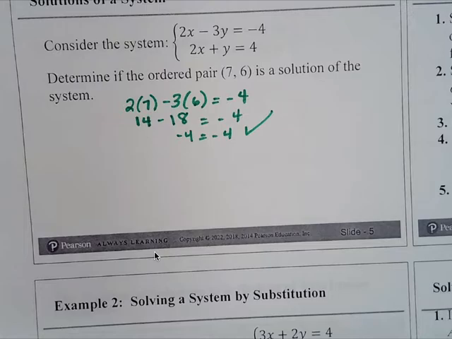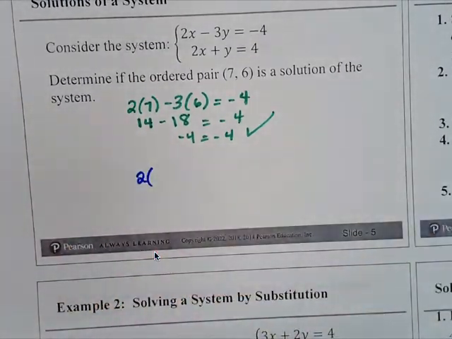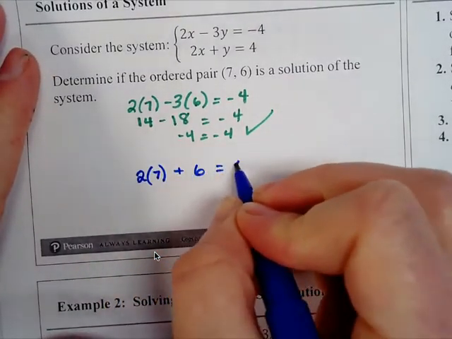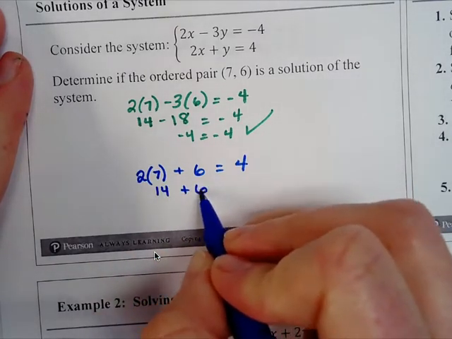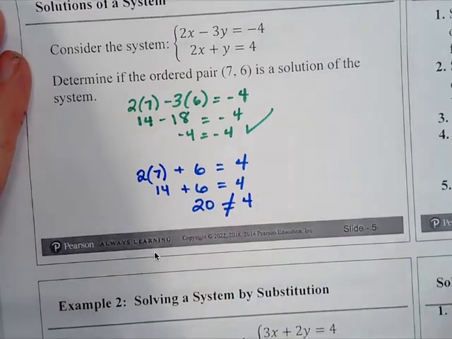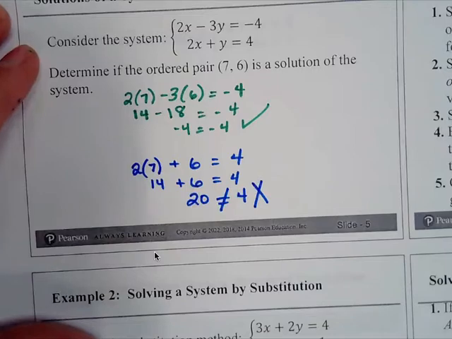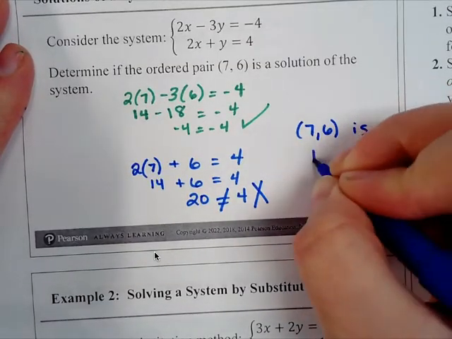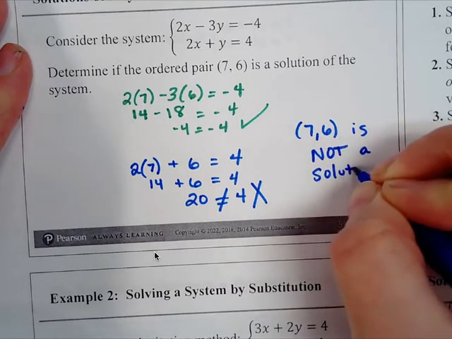But we want to make sure that the other equation is also going to have 7, 6 as a solution, so we'll plug that in. So 20 does not equal 4, so that is not a solution to the system. So we can write that 7, 6 is not a solution to the system.